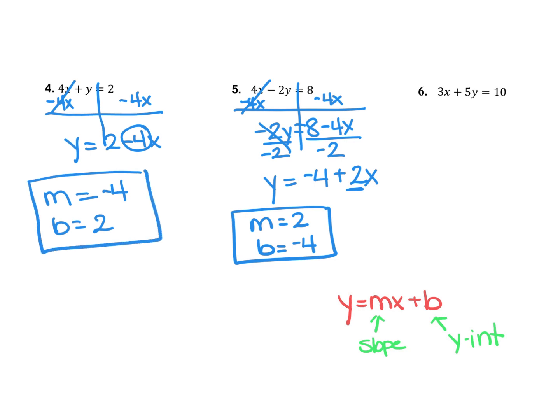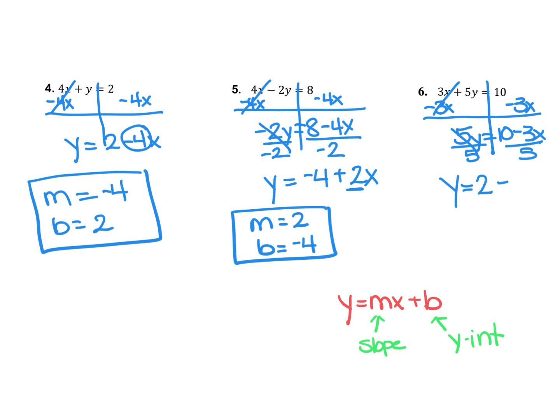All right, for number 6, let's solve for y again. So we're going to solve for y by subtracting the 3x. And we have 5y is equal to 10 minus 3x. And again, we'll divide by the 5. So we have y is equal to 2, and then because we can't divide 3 by 5 evenly, we're just going to bring that out as a fraction, negative 3 over 5x. So again, here our slope is going to be this whole negative 3/5. And then our y-intercept is going to be 2.